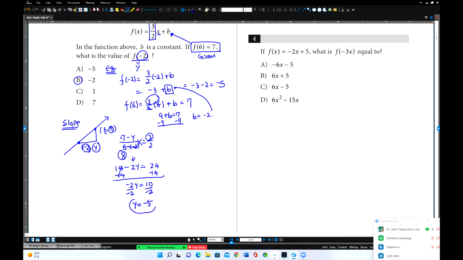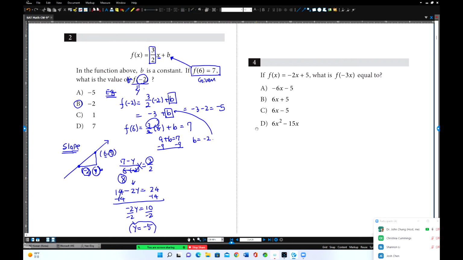But this is okay too, using the slope. At this time, we don't care about the value of b. Using only the slope, we can find the y coordinate of this point. You can use b or, instead of b, another point. It doesn't matter, so there are 2 different ways. Because this is linear, when you have a linear function, you can use the equation or you can use the slope. Already remember that. Okay, that is number 2.